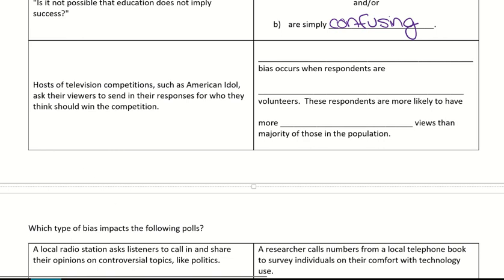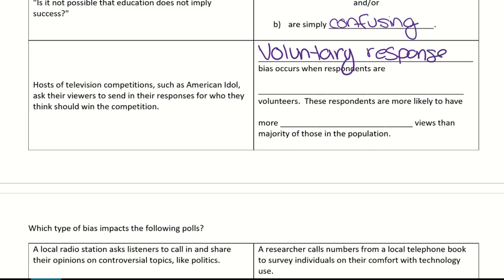Finally, the last type of bias is exemplified here. Hosts of television competitions like American Idol ask their viewers to send in their responses for who they think should win the competition. This is called voluntary response bias. And this occurs when respondents are self-selected volunteers.